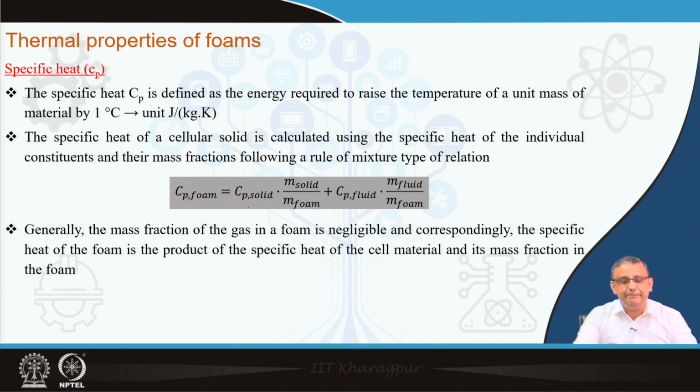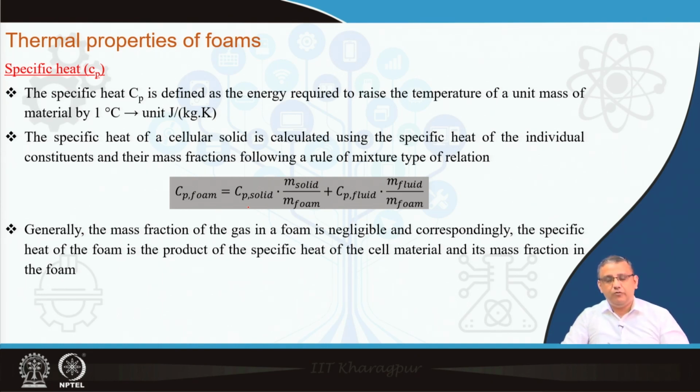In this expression, Cp solid is the specific heat of the bulk solid, M solid is the mass of the solid in the foam, and M foam is the total mass of the foam. We can see here the influence of the gas phase, or the fluid phase; the fluid is mostly a gas in the case of common foams. The influence of this gas phase is very low, because in general the mass of the fluid contained is negligible. So from this relation, the specific heat of the foam is mostly controlled by the specific heat of the solid, which constitutes the bulk of the foam.